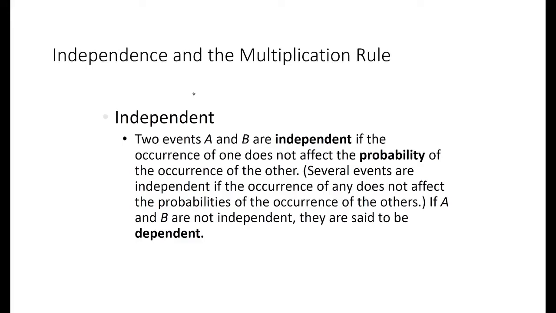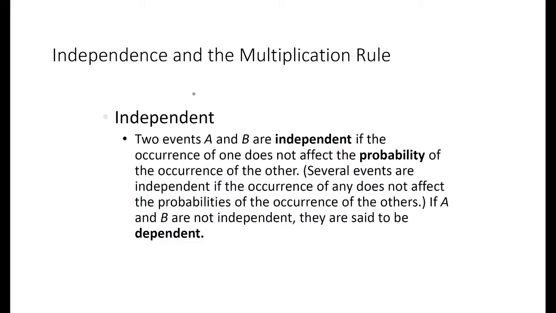Independence and the multiplication rule. Two events A and B are independent if the occurrence of one does not affect the probability of occurrence of the other. For example, let's say we are tossing a coin. The first time, it's a head. Now the second time when we toss, whatever outcome we got the first time is not going to affect our second toss.